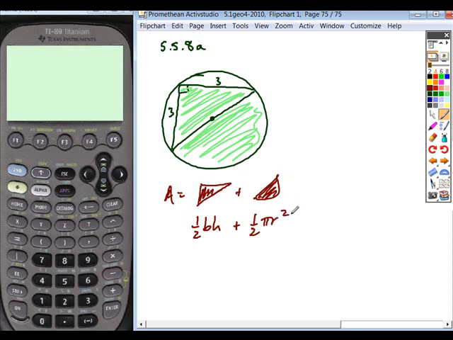Okay? If we look at any of these pieces, do we know any given information already? For the triangle, what is the base? Any right triangle, use the legs as your base and height. So 3 is the base. The corresponding height is 3 also. So there's our triangular region. We've taken care of that portion of it. Now we're going to add the semicircle.